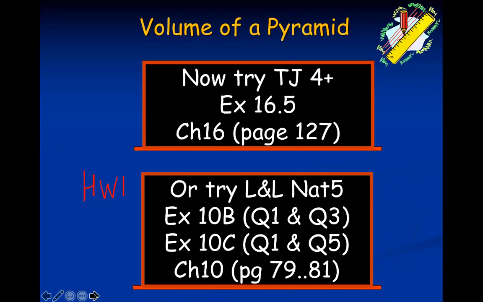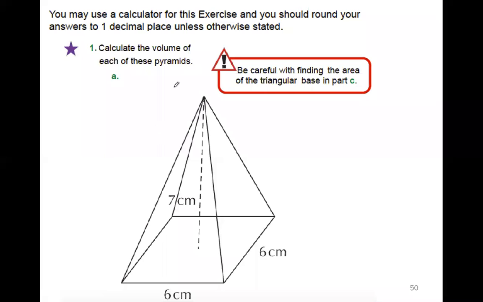Calculate the volume of each of these pyramids. So you would need your formula list. And we said it was 1/3 of the base area times the height, wasn't it? Volume is 1/3 of the base area times the height.